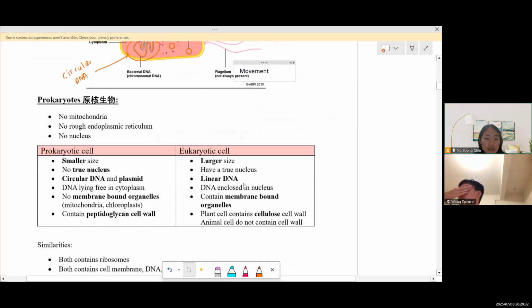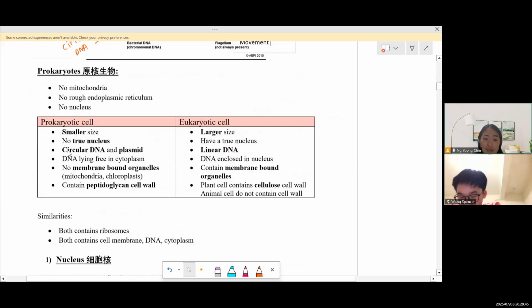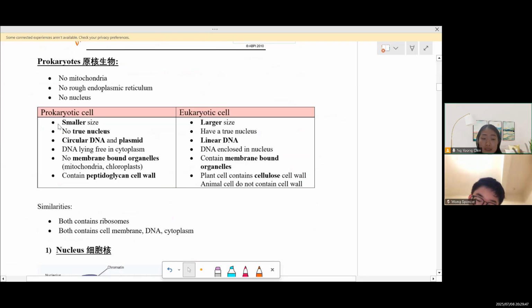And this is the difference between the prokaryotic cell and eukaryotic cell. Sometimes the exam will ask you to compare the prokaryotic cell and eukaryotic cell, so these are the points that you should write. Prokaryotic cells are smaller in size, with no true nucleus because they don't have a nucleus. They have circular DNA and plasmid DNA. In the eukaryotic cell, the size is much larger.